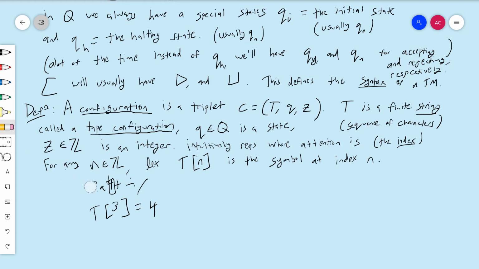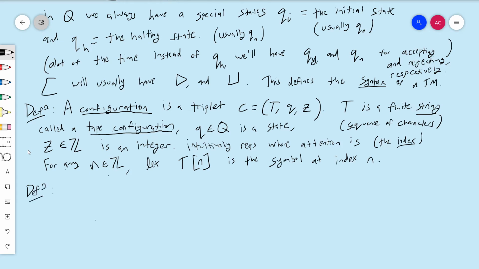That's the idea. So that's configuration. Now, finally, we're going to define the all-important yields relation. So now we're going to talk about what a step looks like in the abstract. Okay, so here's a third definition that involves Turing machines.